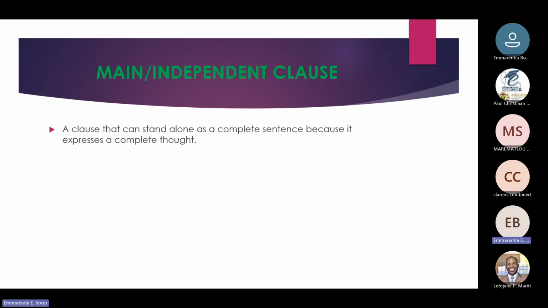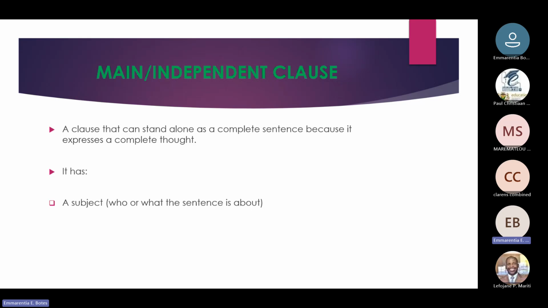A clause can stand alone as a complete sentence because it expresses a complete thought. So this is a main or an independent clause. You can think of it as when you're a grown-up and you earn your own money, you are independent, you can stand on your own and provide for yourself. You do not need someone else to look after you. It's the same with this clause. It can stand on its own. It's a complete thought. You understand it when you read this clause.